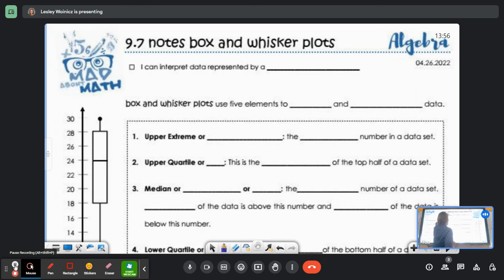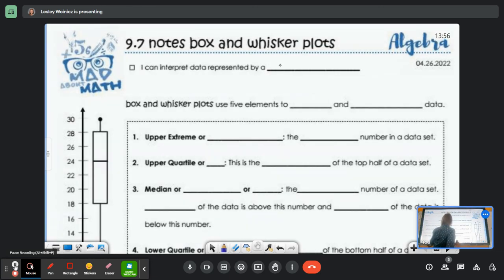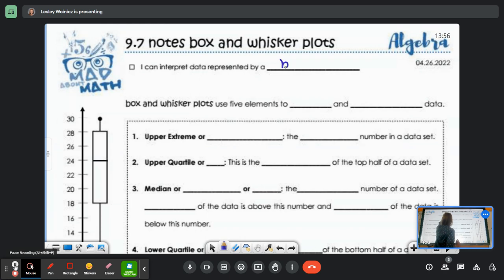Today, also known as box plots. I feel like it's pretty obvious how we could just make the jump to box plots. It's kind of faster to say. So the thing about box and whisker plots is that they use 5 elements to sort and describe data.